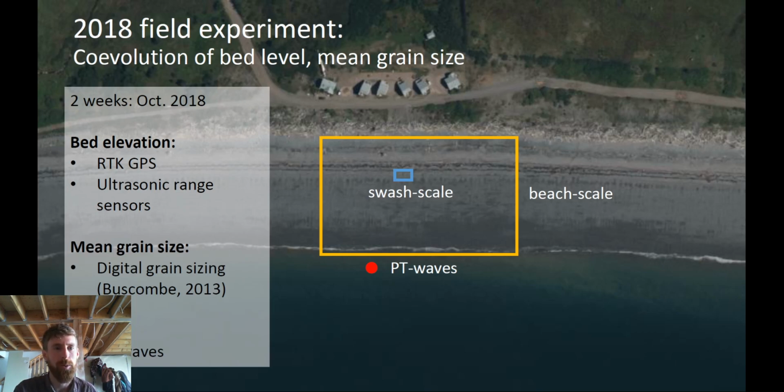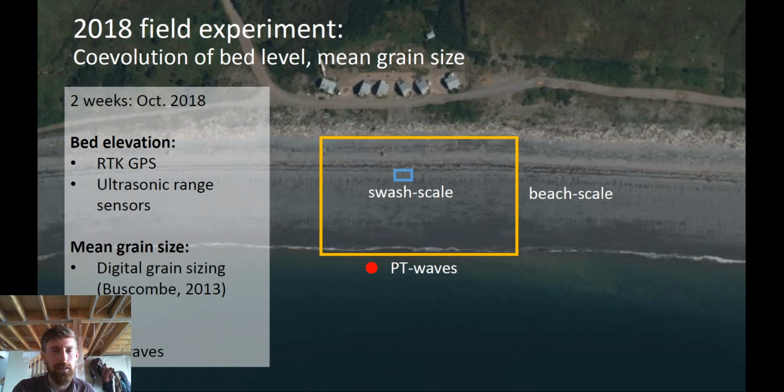So on to the 2018 field experiment. And this one was primarily concerned with the coevolution of bed level and mean grain size, which is something we were becoming more and more interested in as we were looking at this cusp problem.